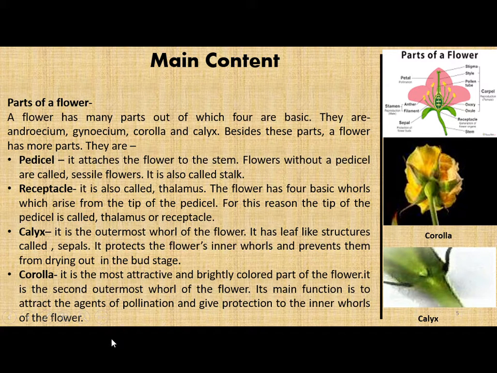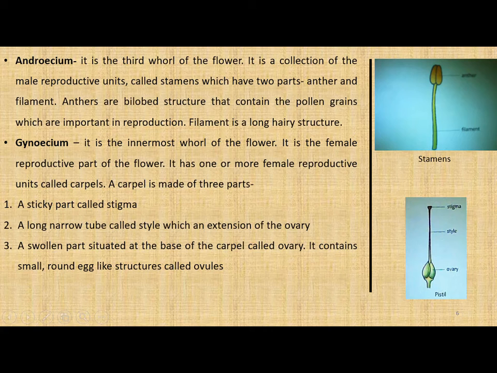Coming to corolla. It is the most attractive and brightly colored part of the flower. It is the second outermost wall of the flower. Its main function is to attract the agents of pollination and give protection to the inner walls of the flower. Okay, next. Androecium is the third wall of the flower.